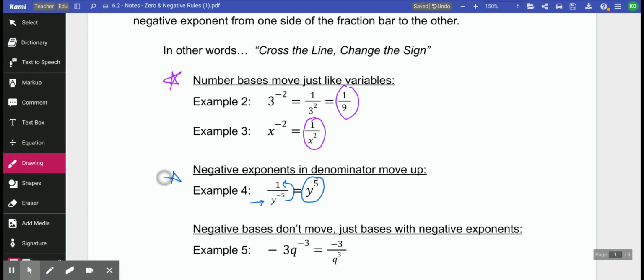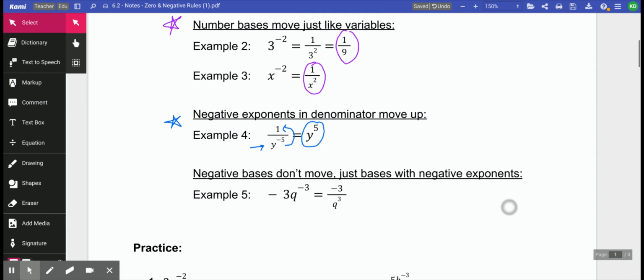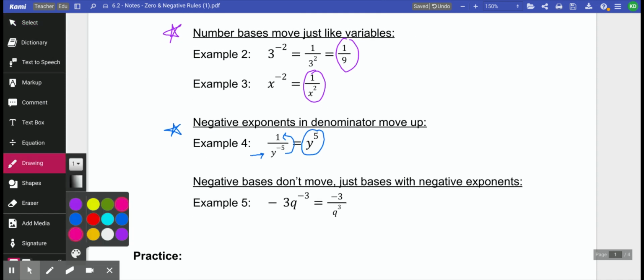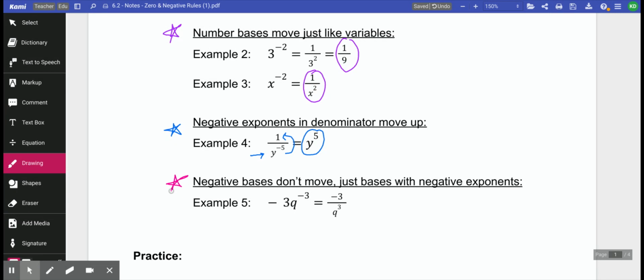The other thing that we would have would be a negative exponent in the denominator, right? So it's already in the denominator. So it's going to move from the denominator to the numerator, cross the line, change the sign. So it's going to end up as y to the positive 5 exponent in the numerator. So if it's in the denominator and has a negative exponent, it just crosses the line to the numerator. Stuff in the numerator would go to the denominator.